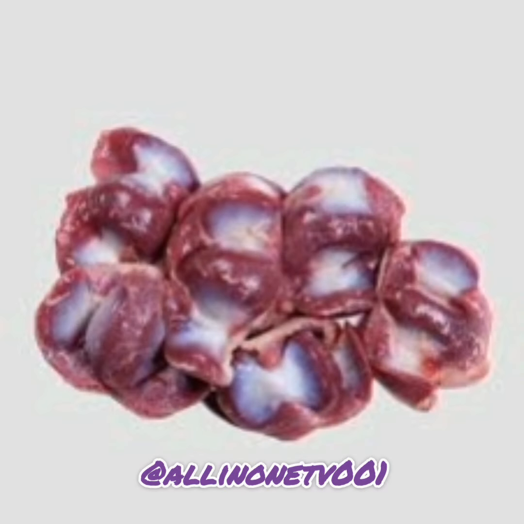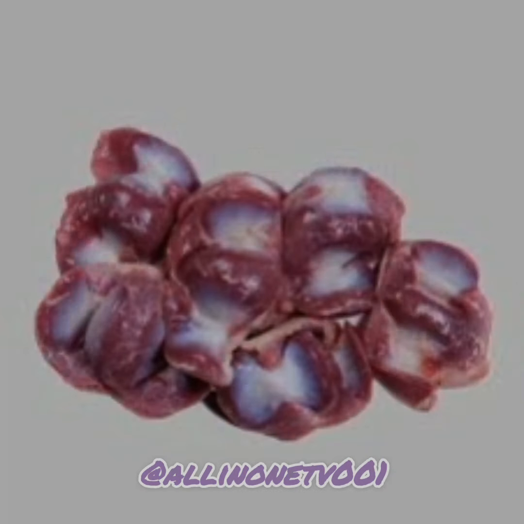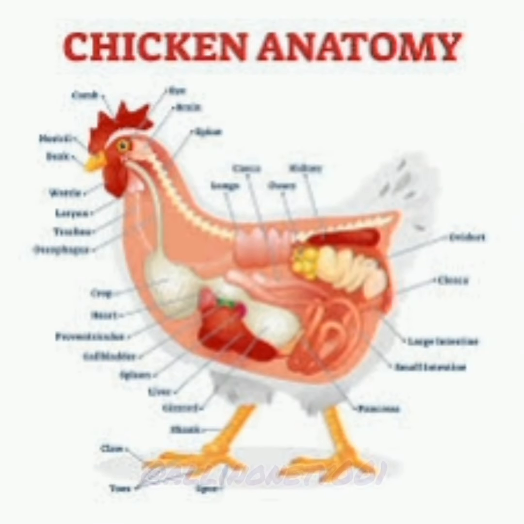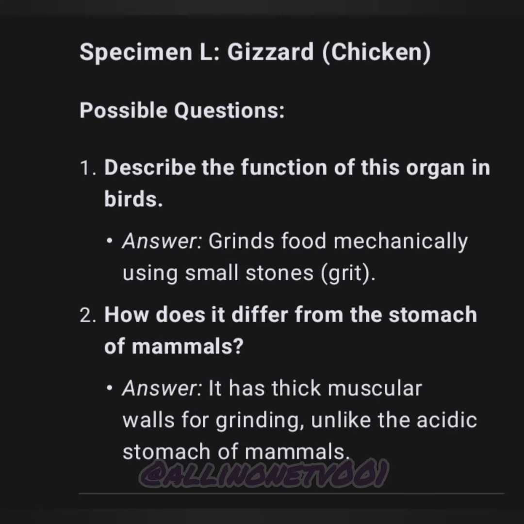Specimen L now is gizzard of chicken. So you can see the diagram and the image of the gizzard of chicken. A possible question: describe the function of this organ in birds. Answer: grinds food mechanically using small stones, which are called grit. Take note. Question number 2, how does it differ from the stomach of a mammal? Answer: it has a thick muscular wall for grinding, unlike the acidic stomach of a mammal.